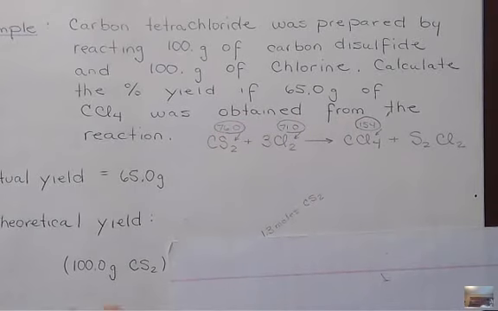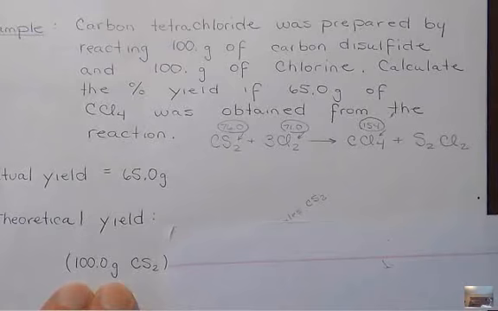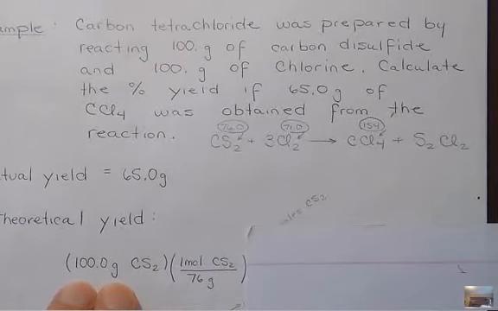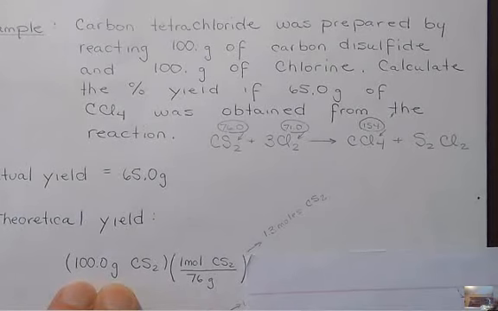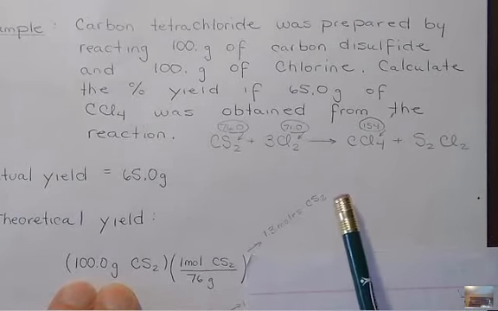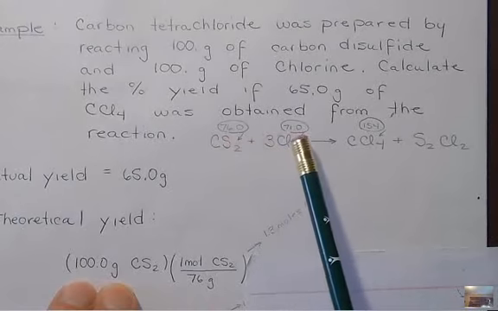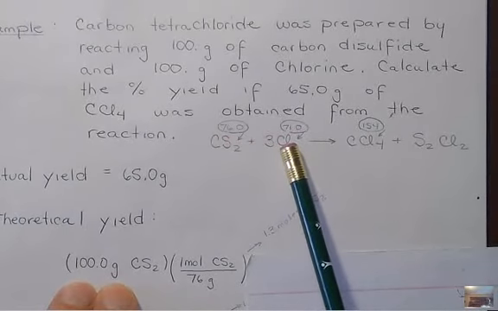Good. So, first step, gotta get to moles. How do I get to moles? Divide by the molar mass. That's 76 over here. So I have just a little bit more than 1 mole, right? 100 divided by 76 is something like 1.3. So I've got 1.3 moles of this. I need at least 3 times as many moles of the other guy.